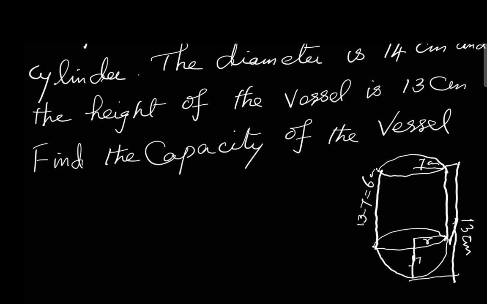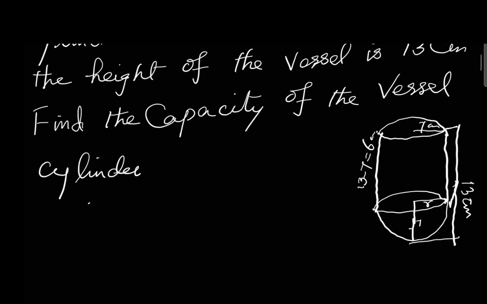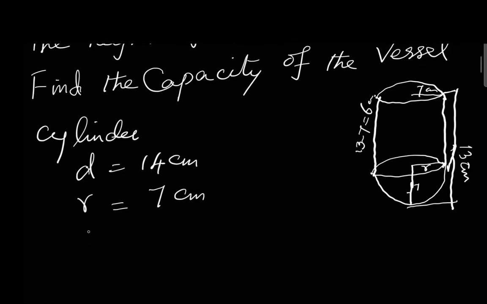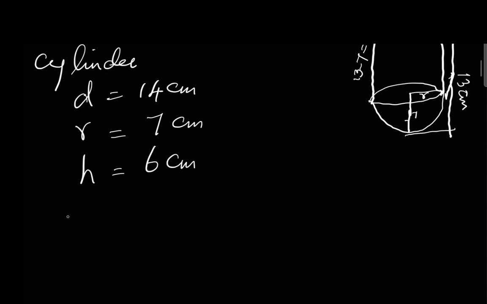So you have to find the capacity, that is the volume of this figure, the whole container. Let me first take the cylinder shape. Cylinder: diameter given 14 centimeter, and the radius is half of this, 7 centimeter. The height of the cylinder h is 6 centimeter. So first find the capacity, that is the volume.